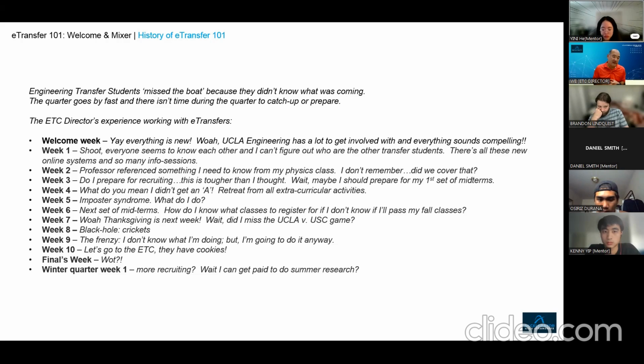In week 4, this is really common. All of our incoming transfer students have spectacular GPAs. I think this past year, the lowest GPA we admitted was something like a 3.79. This coming fall quarter could quite possibly be the first quarter that you don't get an A in all of your classes. Okay.